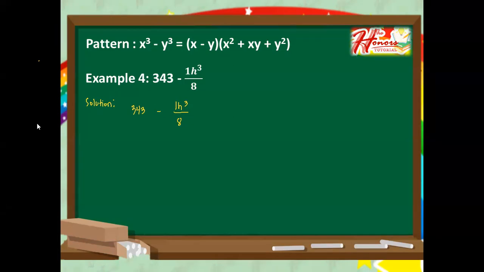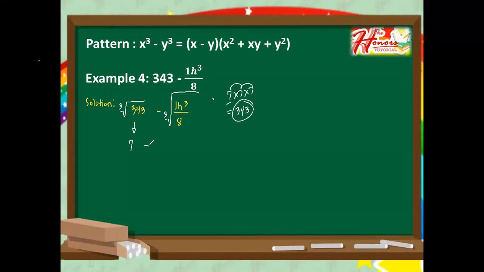Next, let's get the cube root of 343 and the cube root of this, which is 1h cubed over 8. So for the cube root of 343, think of a number that when you raise to 3 is equal to 343, and that is 7. It is because 7 times 7 times 7 is equal to 343. Because 7 times 7 is 49, times 7, that's 343. And then we are going to get the base, that's 7.